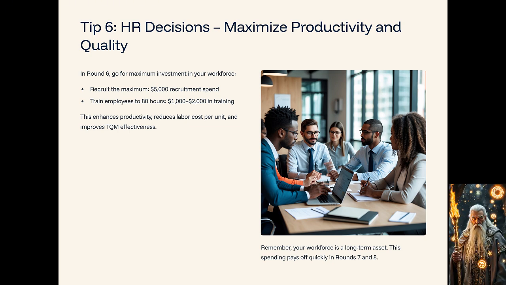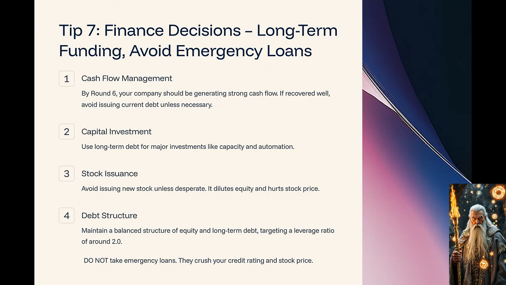Tip 7. Finance decisions, long-term funding. Avoid emergency loans for Round 6. By now, your company should be generating strong cash flow. If you've recovered well from Round 2 to 4, avoid issuing current debt unless necessary. Use long-term debt for major capital investments like capacity and automation.